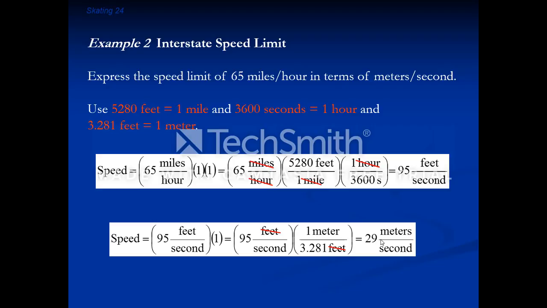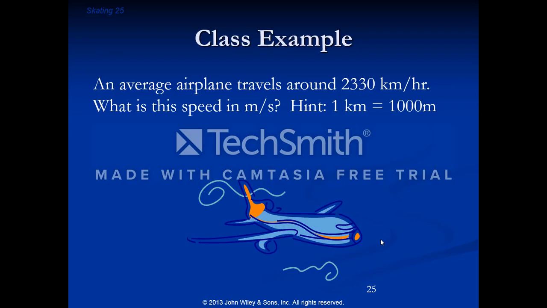Unit conversion is something some of you may have seen before, but I have another slide here. I want you guys to practice and try this one out. So an average airplane travels around 2,330 kilometers per hour. What is the speed of this airplane in meters per second? So as a reminder, 1 kilometer is equal to 1,000 meters. Go ahead and pause the video and try this one out on your own.